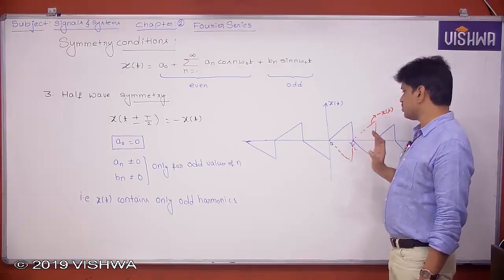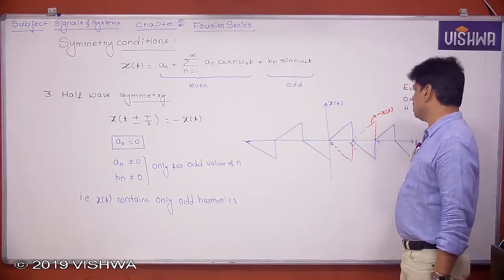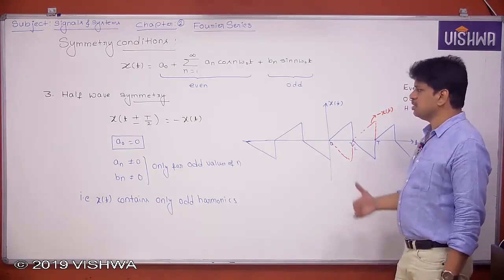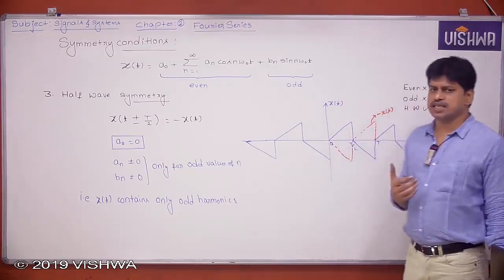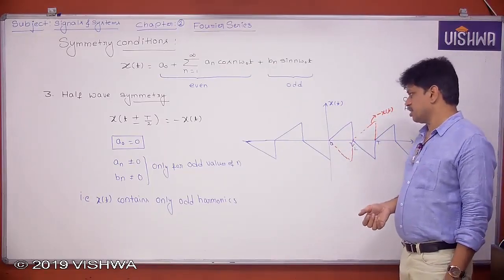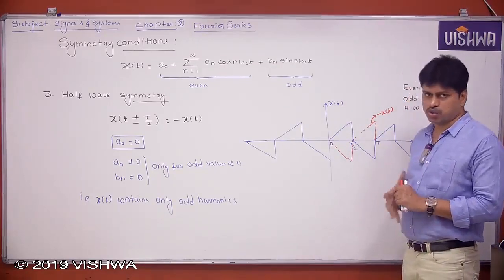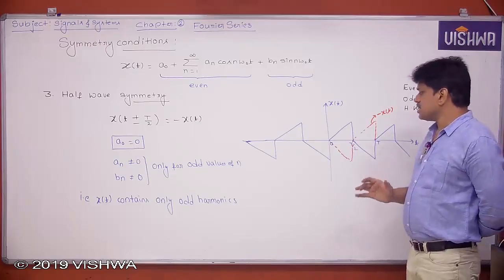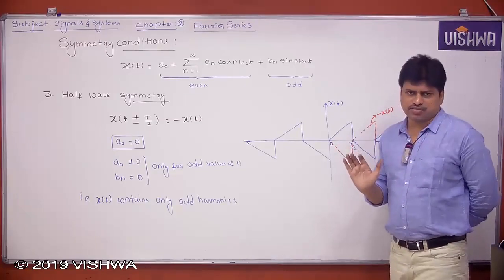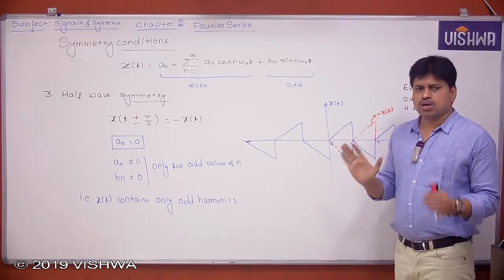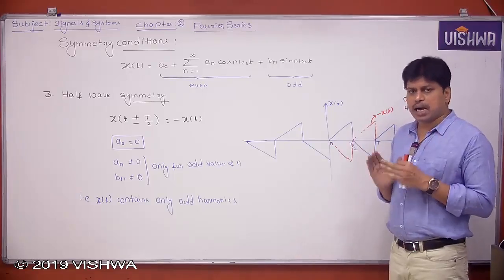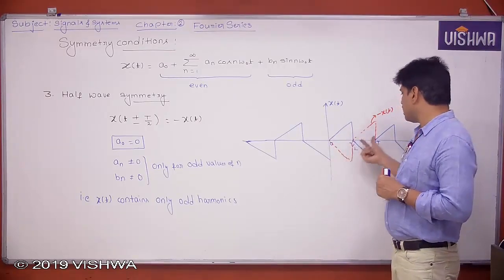So it is not satisfying odd symmetry, it is satisfying only half wave symmetry. Sir, in the examination, how can we see whether it is having half wave symmetry or not? For that I will give you one clue. Consider one period, whichever is convenient for you. Consider one total period, observe first half period and next half period.